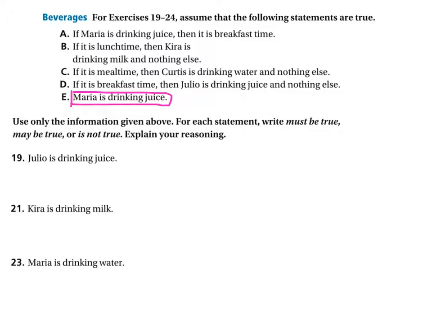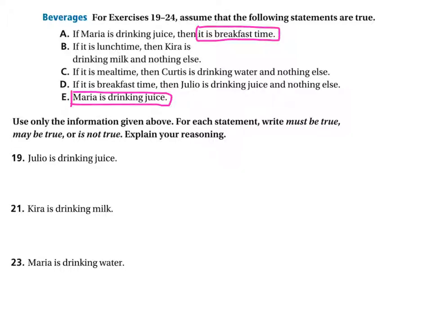Now, what else do we know because of that? I'm going to put boxes around the other things. Well, up on top, A, it says if Maria is drinking juice, and we know she is from E, then it is breakfast time. We have a new fact. Here is our new fact. It is breakfast time. Fact. That is no longer something that might be true. We know that it must be true because it's always true if Maria is drinking juice, and she is drinking juice. It says it in E. So it is breakfast time.